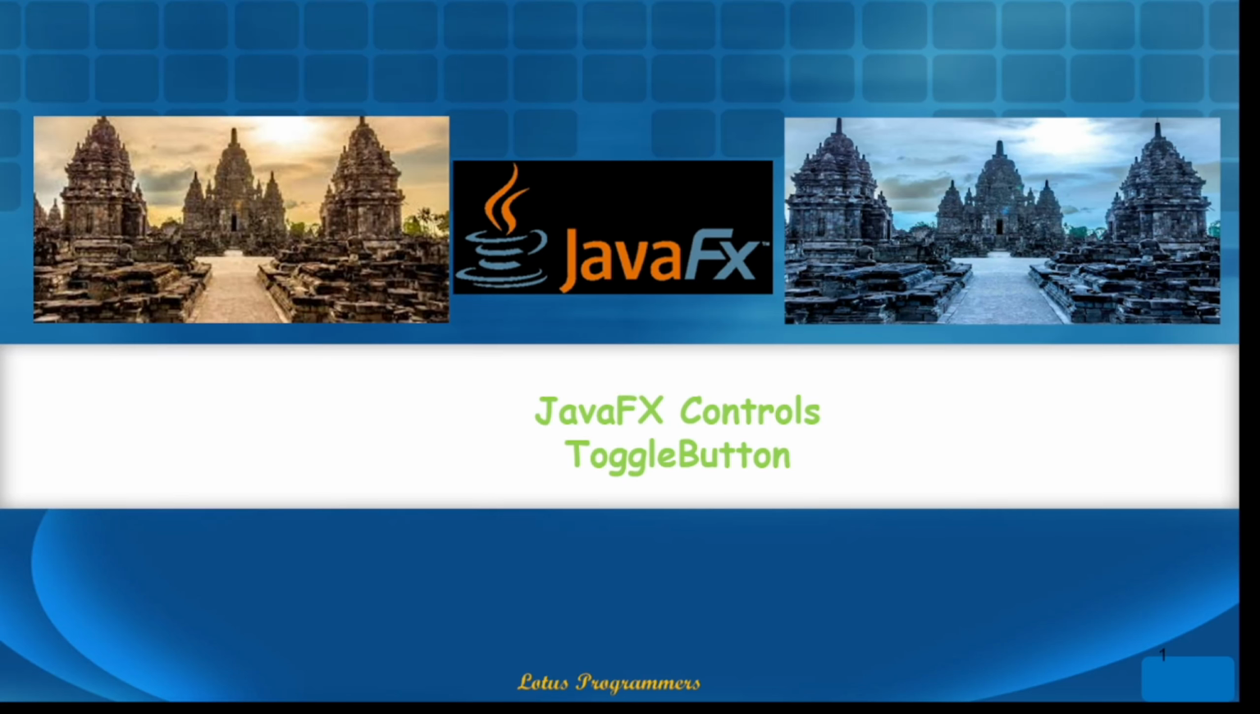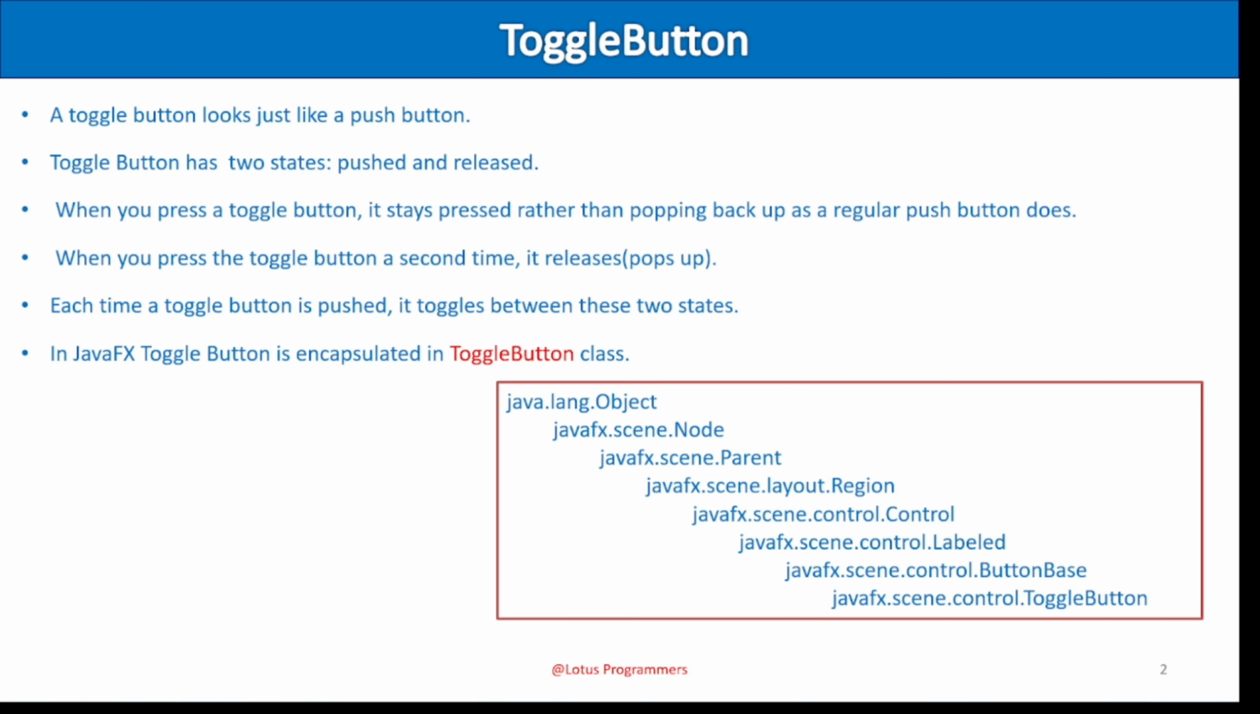Hi everyone. In this video, we would like to go for a demonstration of another JavaFX control, that is the toggle button. A toggle button is just like a push button, but it contains only two states, either push state or release state. That means it acts like a switch, containing an on state or off state. When the toggle button is pressed, it enters the on state, that means push state. When it is pressed again, it enters the off state, that is pop state.